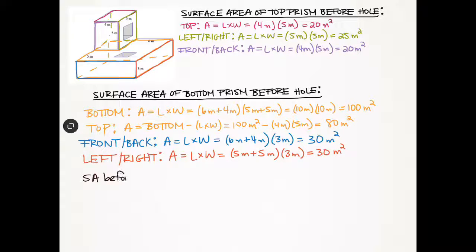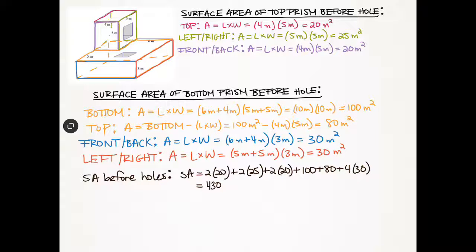Now we want to find the surface area before holes, so we're going to total all of these areas up. We're going to have 2 times 20, 2 times 25, 2 times 20 again for the total surface area of the top prism, and then we add together everything from the bottom prism, and we're going to get a surface area of 430 meters squared.